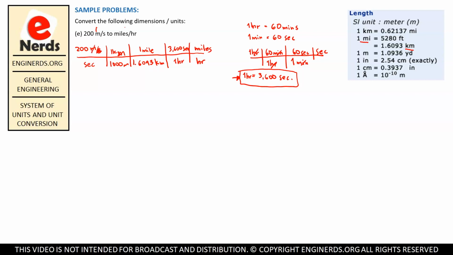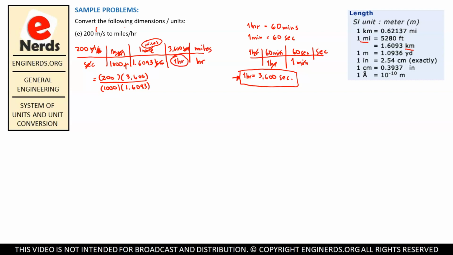So, meter will be cancelled out. Kilometer will be cancelled out. Miles will retain. So, miles. Yan ang may iwan sa numerator. And then, yung seconds, maka-cancel out. So, numerically, we have here 200 times 3,600 over 1,000 over 1.6093. Ang magiging unit natin is itong miles and R.